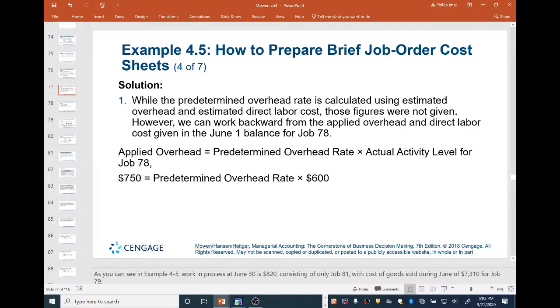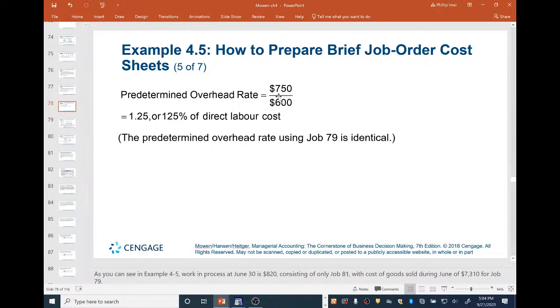So we're going to go off these numbers, I'm sorry, for the June 1st one. So using the formula, applied overhead equals predetermined overhead rate times the actual activity level for job 78. The applied overhead is $750. The activity level is $600, and we're looking for the predetermined overhead rate. So how do we find that based upon this formula right here? Just divide 750 by 600. Right. And that'll give us our rate that we need to find. So that's working backwards. Everyone see that?